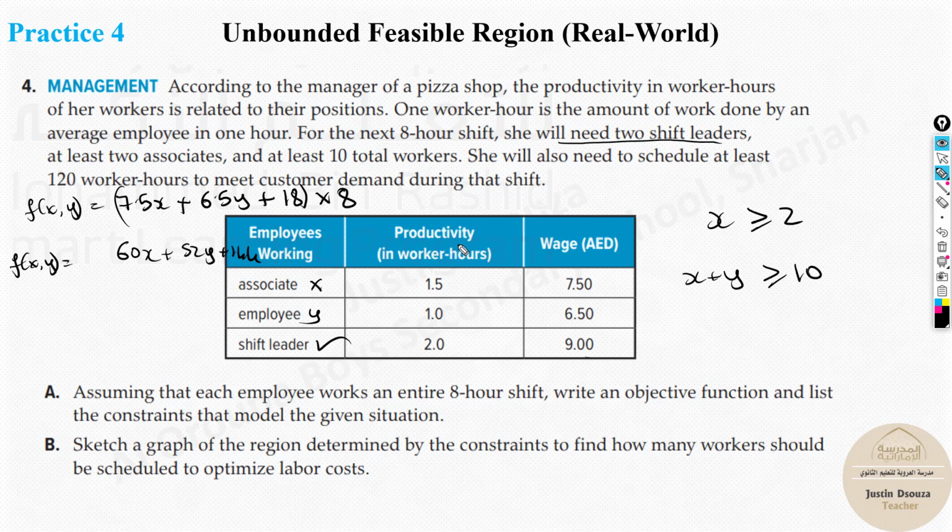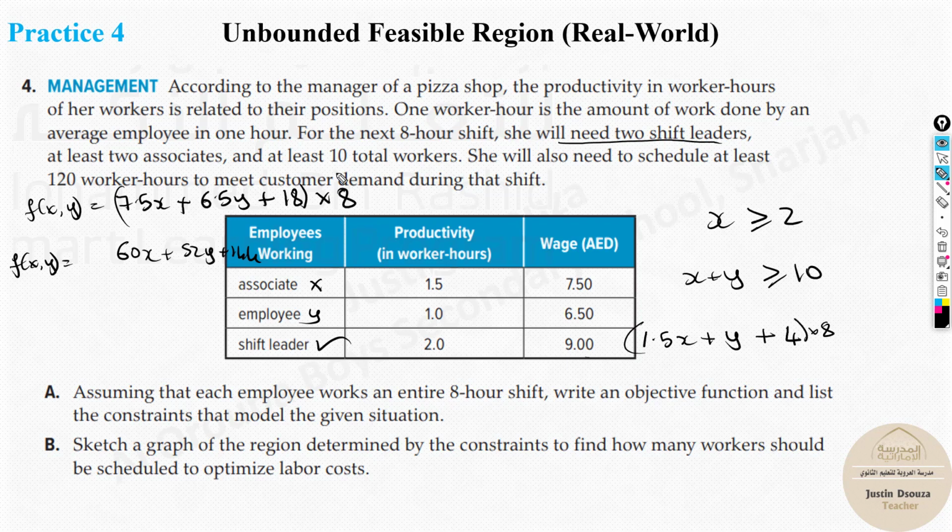So now for worker hours, we have to consider this thing. So it is basically 1.5x plus 1y, plus 2 into 2, right? This is 1, 2, another 2 will be there. So it's plus 4. Now one more thing, this needs to be all multiplied by 8. I won't write the entire equation. Let me multiply this first by 8.